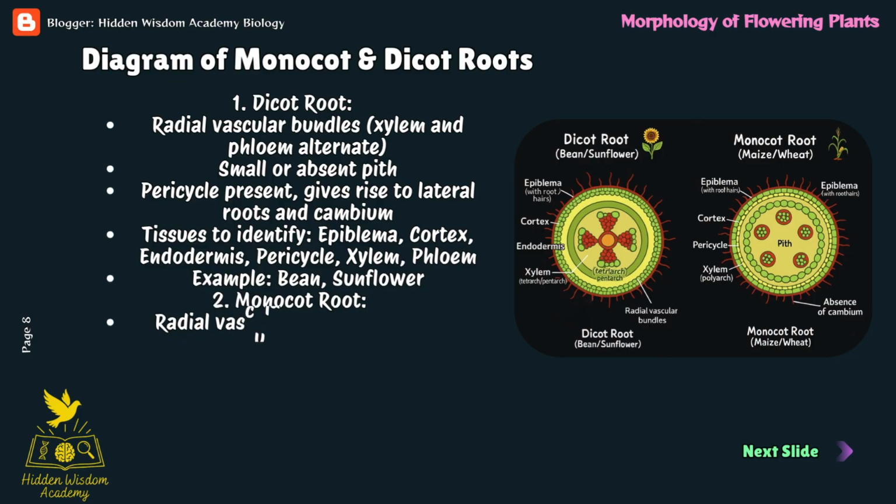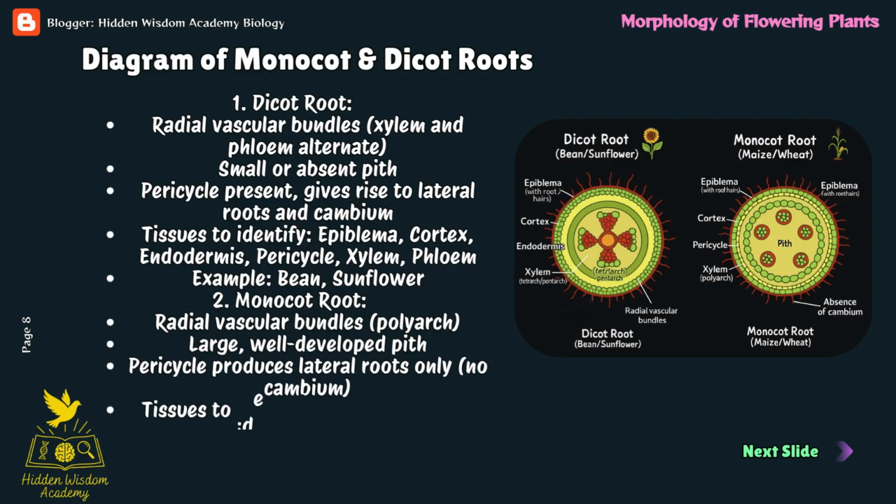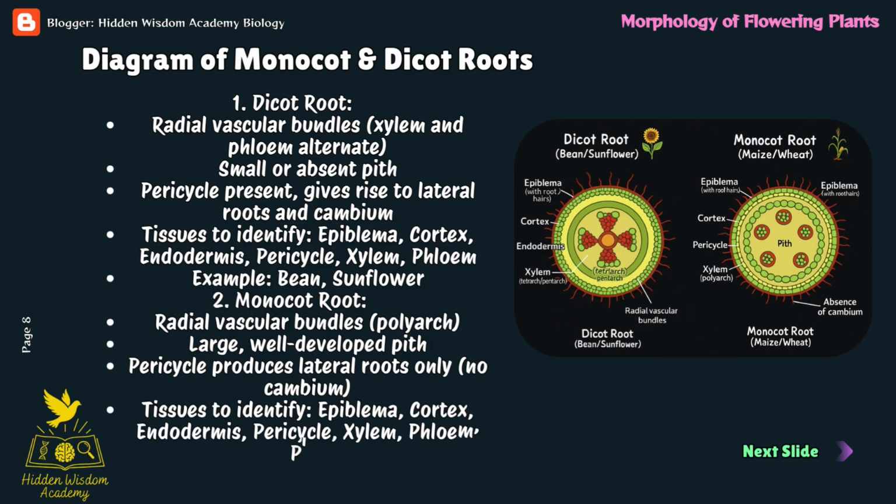In monocot roots like maize or wheat, the epiblema is followed by cortex, endodermis, and pericycle. The vascular bundles are radial and polyarch with many xylem patches, and the pith is large. There is no cambium, so secondary growth is absent.